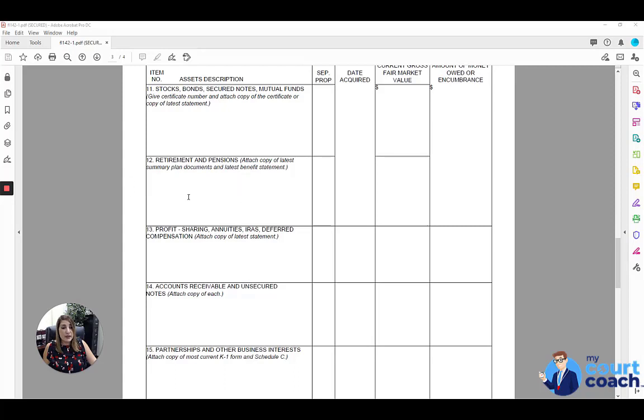Retirement plans, same thing. You want to list the fair market value as well as the current benefit statement, and put as much identifying information as you can. Don't just say 401k, but please provide who the administrator of the 401k is. If there's an account number, please list that as well.